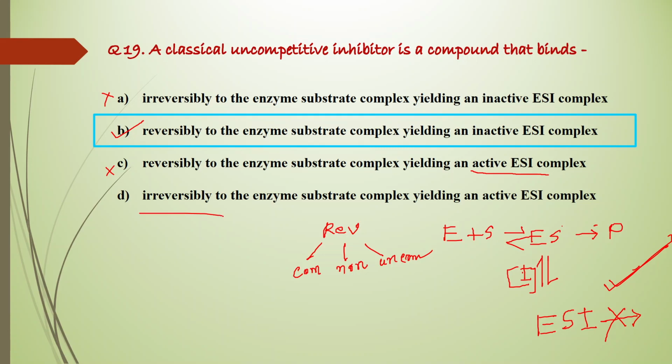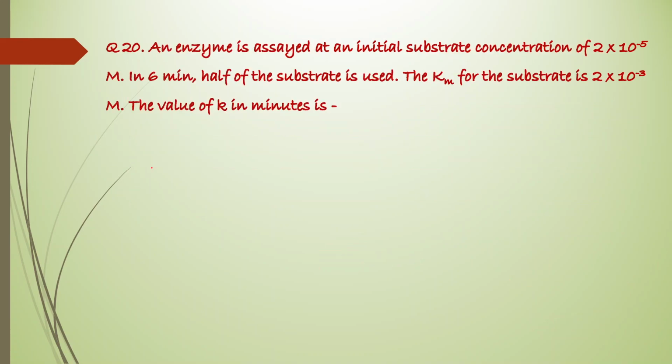First of all, it is stating the inhibitor binds irreversibly. That is wrong. I just explained in the first option. And then again it is stating the ESI complex is active, which is again wrong. So the only correct option for us was option B. Moving to the next one.